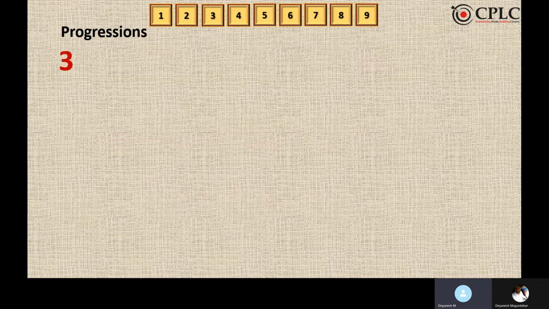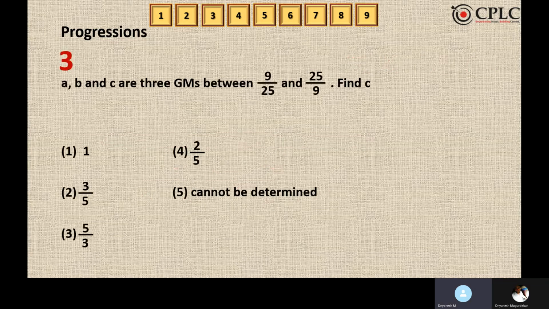The third question. A, B, C are the three geometric means between 9 by 25 and 25 by 9. Find the value of C. This is your 5-second shortcut question, where reading the question and understanding its language is very critical. When they say A, B, C are the three GMs between 9 by 25 and 25 by 9, is it compulsory that A, B, C has to be in this same order only? That is 9 by 25, then A, B, C, and then 25 by 9. It could have been C, B, A, it could have been B, C, A, and so on, right?